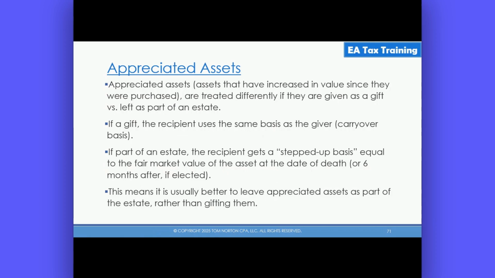If it is part of an estate, the recipient gets a stepped up basis equal to the fair market value of that asset at the date of death, or you can use this other date, 6 months after death, if the executor elects it. But we'll just say, for simplicity purposes, that it is the fair market value on the date of death. What this means is it is usually going to be better to leave appreciated assets as part of the estate rather than gifting them.